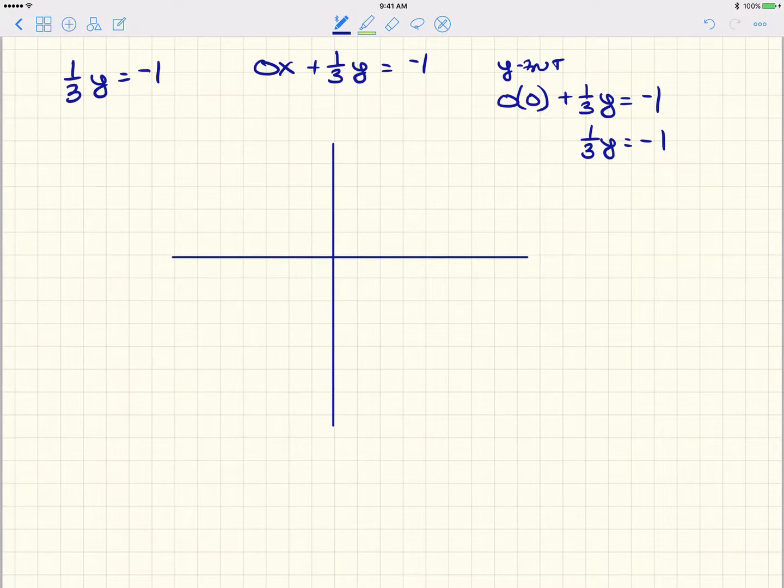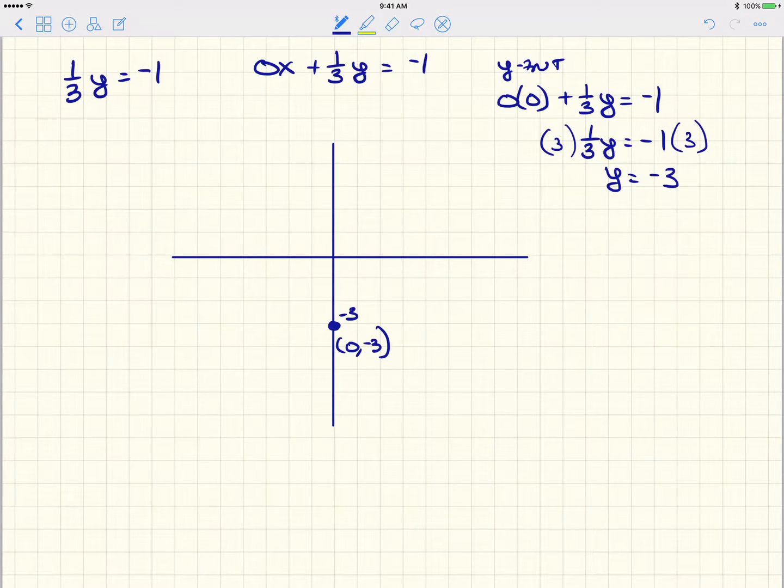So I'm going to multiply, I want to get rid of that 1/3. I'm going to multiply both sides by 3. So I'm going to get y equals -3. So my y-intercept is at y equals -3. So 1, 2, 3. We're going to have a point here at -3. So that's going to be (0, -3).